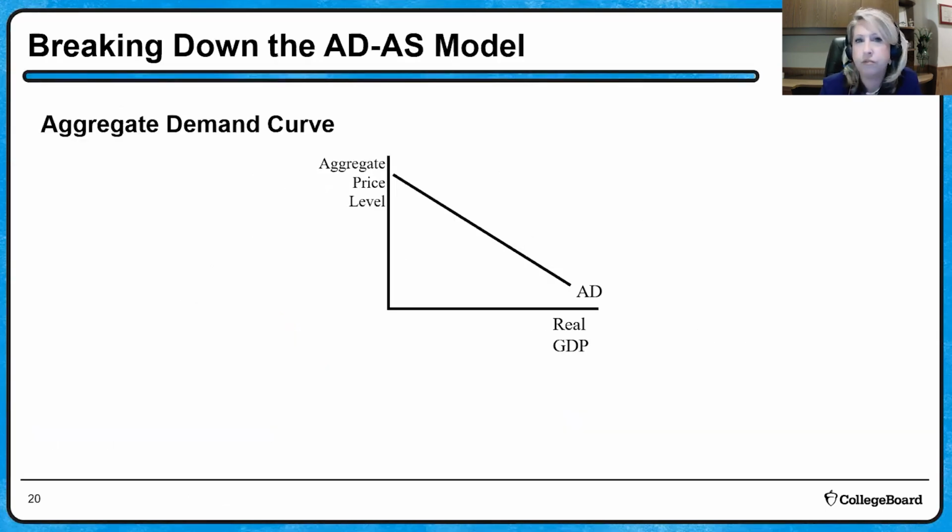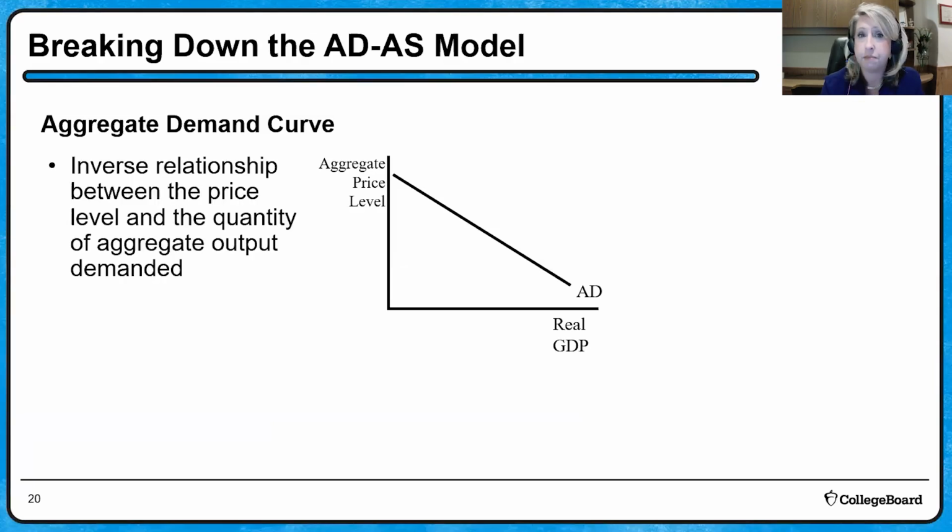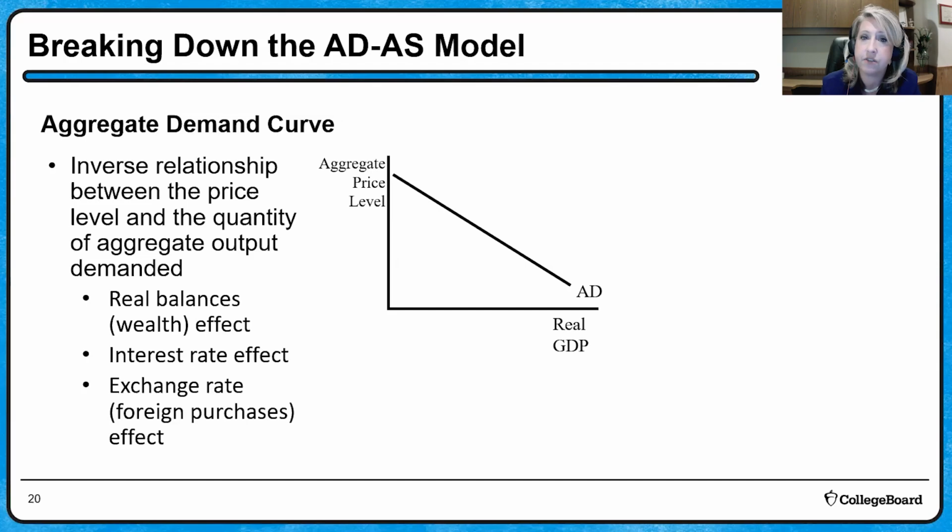So now let's review. What do we need to know about the aggregate demand curve? Well, we have to remember that it tells us about the inverse relationship between the price level and the quantity of aggregate output demanded. We always want to remember, are we looking at a change in the quantity of aggregate output demanded, which is a movement along the curve, or are we looking at a change in aggregate demand, which is a shift of the curve? So there's three reasons for the downward sloping aggregate demand curve. If you want to learn more about them, go back to that 3.1 video in AP Classroom.